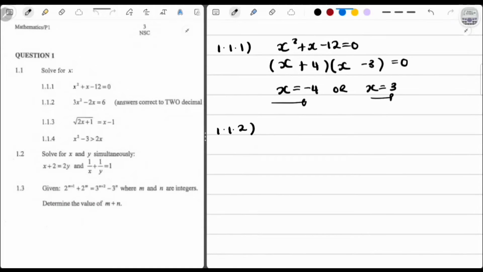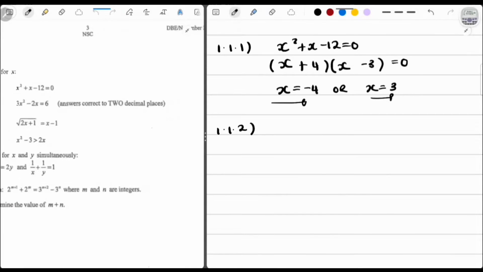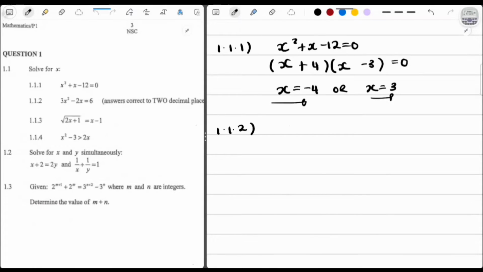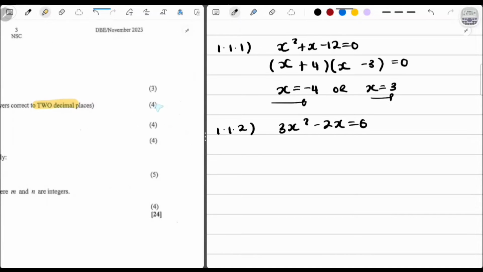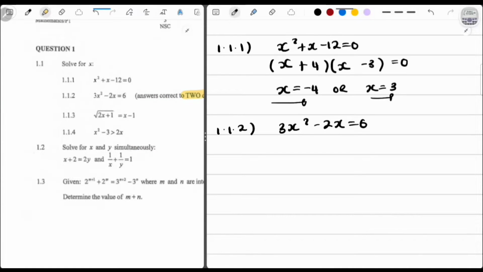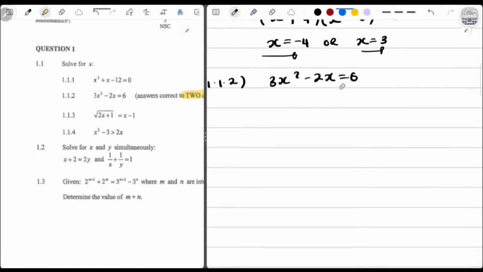1.1.2 says we have to solve for x, if we have 3x squared minus 2x is equal to 6, and you can already see correct to 2 decimal places, meaning use the quadratic formula. So let's look at that equation first. Is this okay to already start using the quadratic formula? No, it needs to be in standard form. So let's say 3x squared and we have minus 2x, then you need to bring the 6 over. So it's minus 6 is equal to 0.